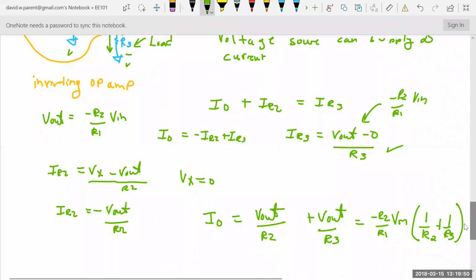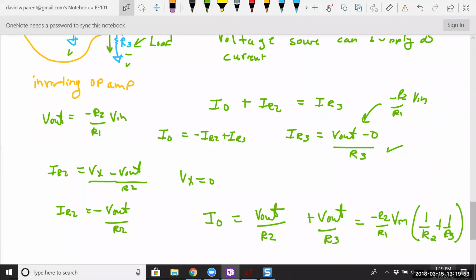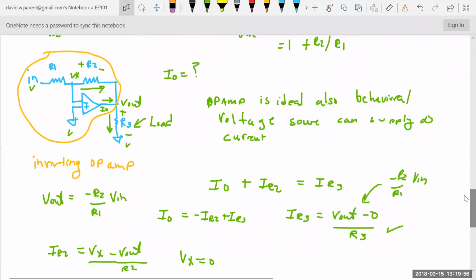There you go. This is really critical in testing. It tests whether you can recognize quickly that this is an inverting op amp, right? And that V out is minus R2 divided by R1 times V in. And then it tests whether you can set up the nodal analysis equation right. So yeah, I've defined this current going this way, and this current going that way. So IR2 is coming in. I out is coming into the node. IR3 is coming out. Then it tests whether you do the voltage drops right.